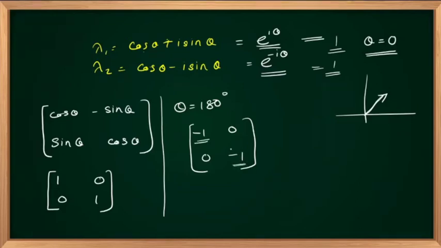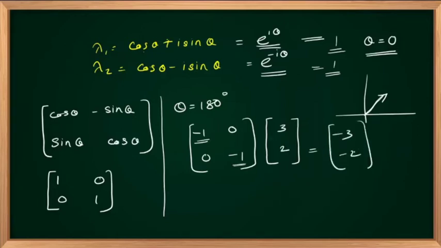Which means if you multiply this matrix with any vector, say 3, 2, what will be the result? The result will be minus 3, minus 2, because the eigenvalue is going to be minus 1. So those are the special cases for this particular matrix with theta equal to 0 and theta equal to 180 degrees. What is actually happening?